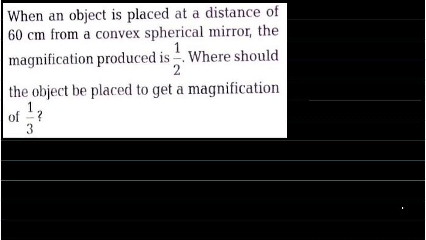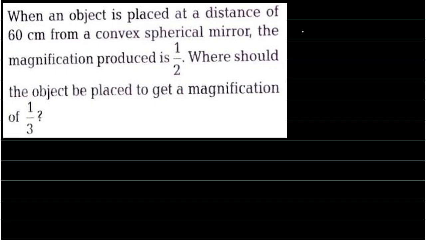Let's see what the question is saying. Question is saying that when an object is placed at a distance of 60 centimeter from a convex spherical mirror, the magnification produced is 1 by 2. Where should the object be placed to get a magnification of 1 by 3?